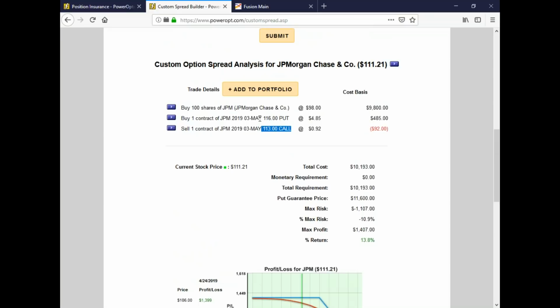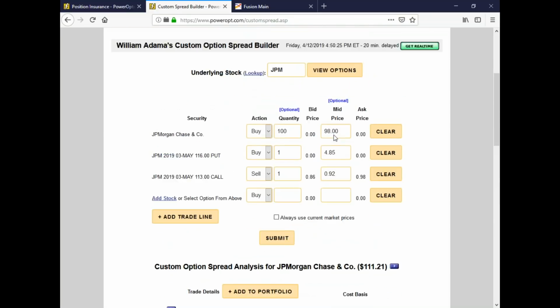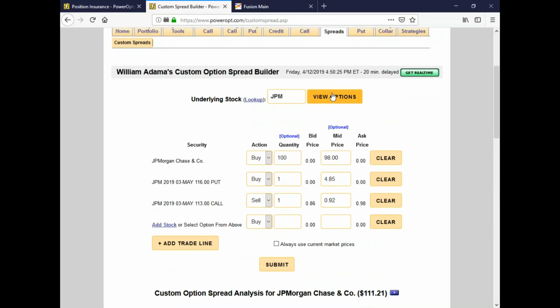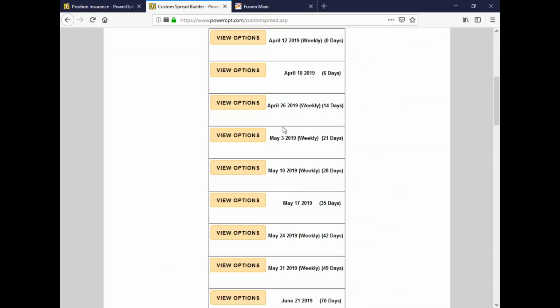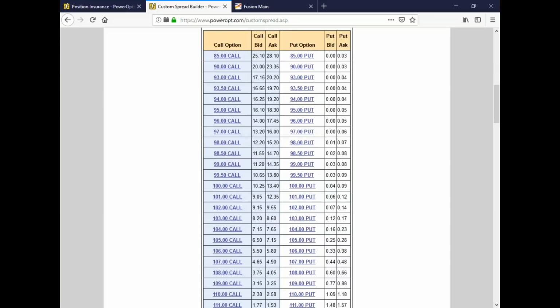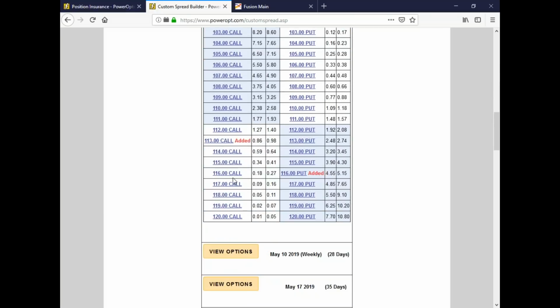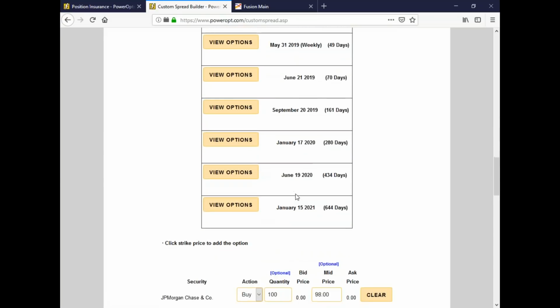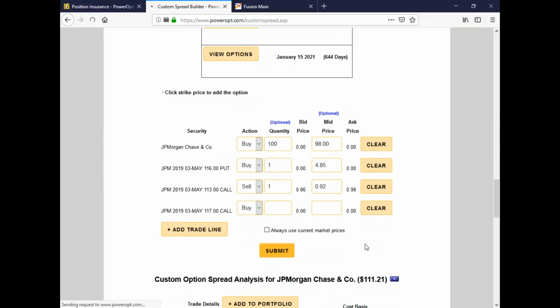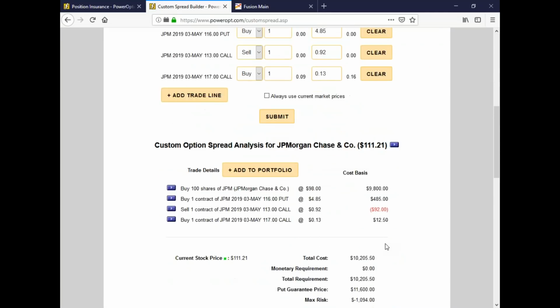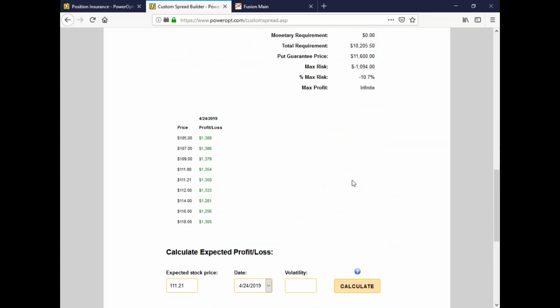Didn't have enough premium to sell it at 116. But what did I just show a moment ago on a means of hedging that long call with the bear spread? Rather than just selling the 113 for 90 cents, let's buy the maybe 117. 14 cents, 13 cents at midpoint. You just did a bear call spread.